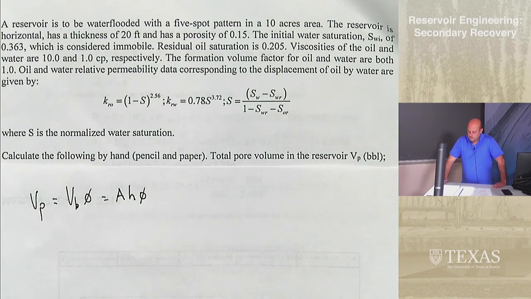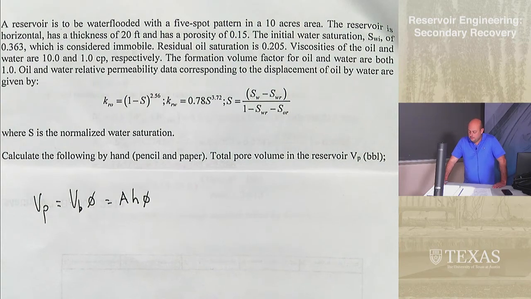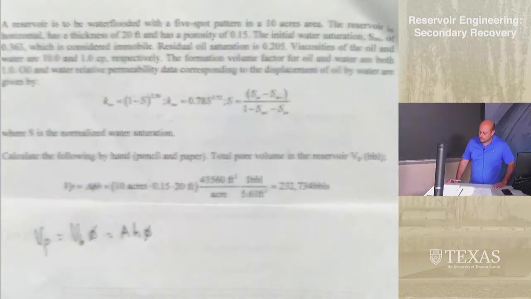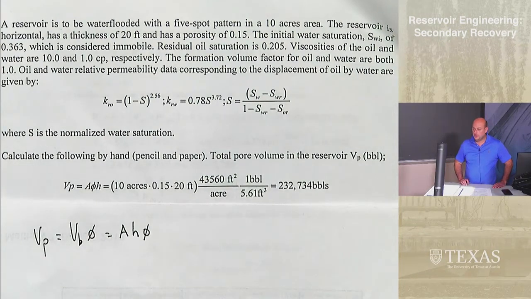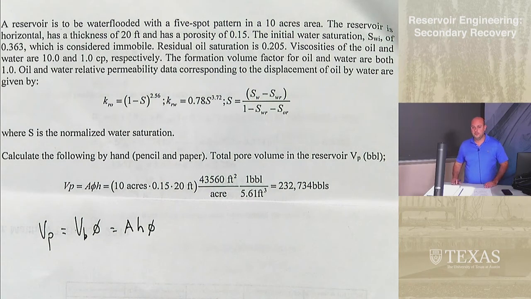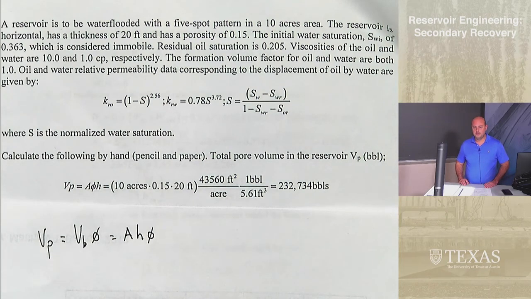43,560 square feet in an acre. That's right. And that's something that everybody should kind of have memorized. It's something that you'll use the rest of your life. That's going to give us the pore volume in cubic feet, so we're going to need it in barrels as well. Another conversion factor you should have memorized is there's 5.61 cubic feet in a barrel. And so I got 232,734 barrels.